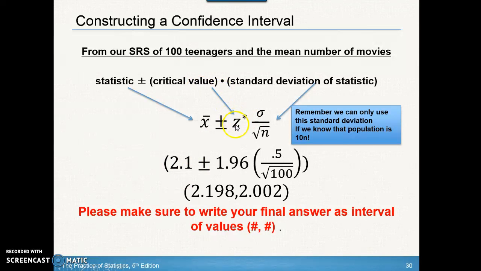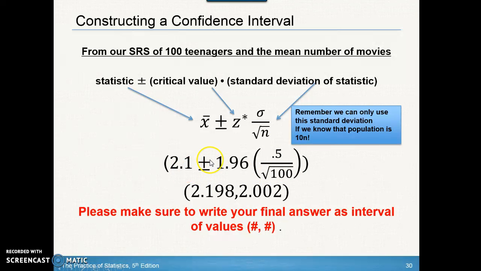Now, the critical value here, this critical z-score, depends on our confidence level, which in this case is 95%. That basically means we want to take up 95% of the curve, so 95% is going to be the confidence interval, and then 5% is going to be outside the confidence interval above and below. And then the standard deviation of the statistic, since we're talking about sampling means, is the population standard deviation divided by the square root of n. We were given that the population standard deviation was 0.5, divided by the square root of 100.